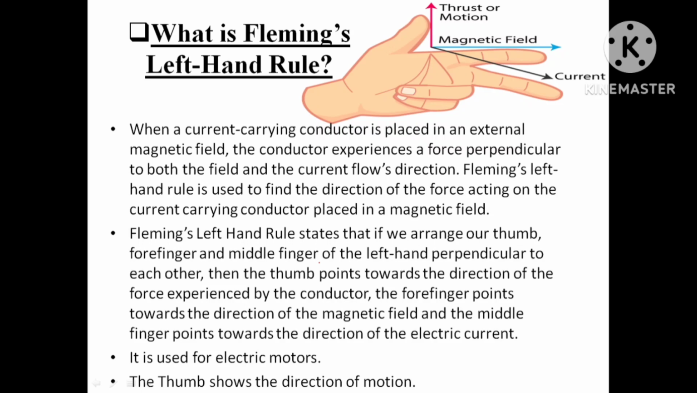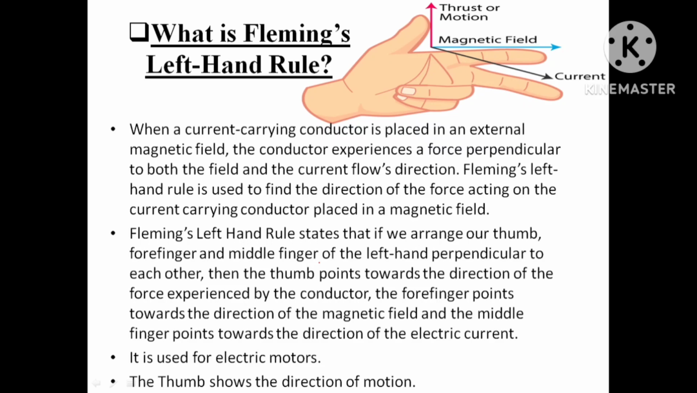What do we use the generator for? We use a generator for generating electricity. What do we use motors for? We use motors to give thrust for movement. Where are motors placed? Motors are placed, for example, in a fan. An AC motor is placed in it. When we switch on the fan, we are giving electric current to the motor, and the motor moves. So we use a motor for movement only, the thrust or motion only.